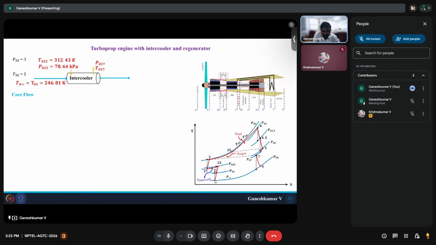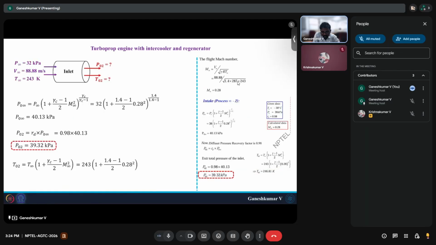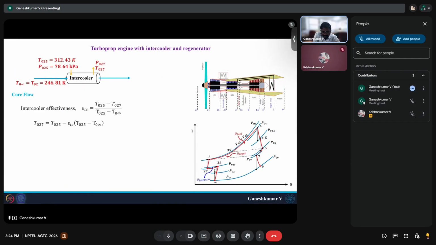And after that you have an intercooler where the temperature of the cold air that enters the intercooler is the ambient temperature, which is 246.81 Kelvin. Here it's a stagnation temperature. Ambient temperature is lower, right? So what was the ambient temperature? Ambient temperature was 243 Kelvin, but the entire aircraft is moving at 0.28 flight Mach, so the stagnation temperature is 246.81 Kelvin. That's the temperature that we are using here, and the effectiveness is 0.8.